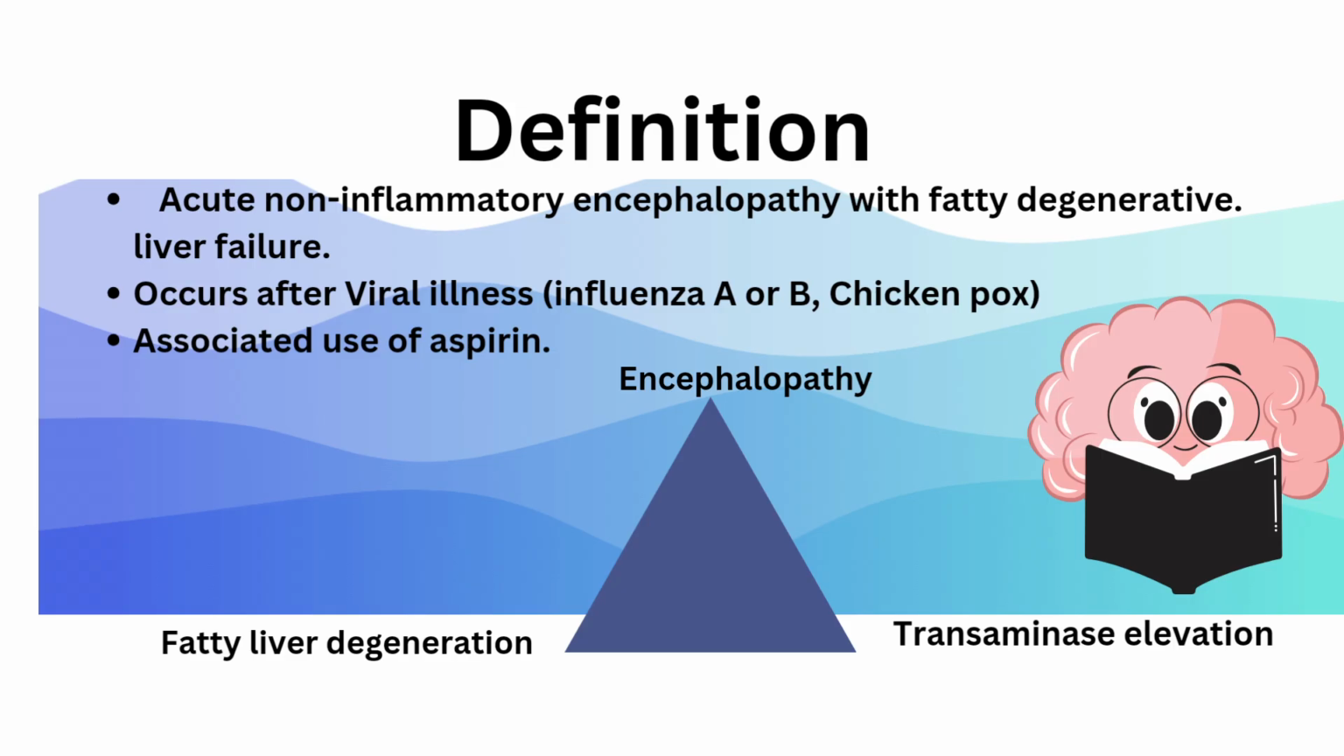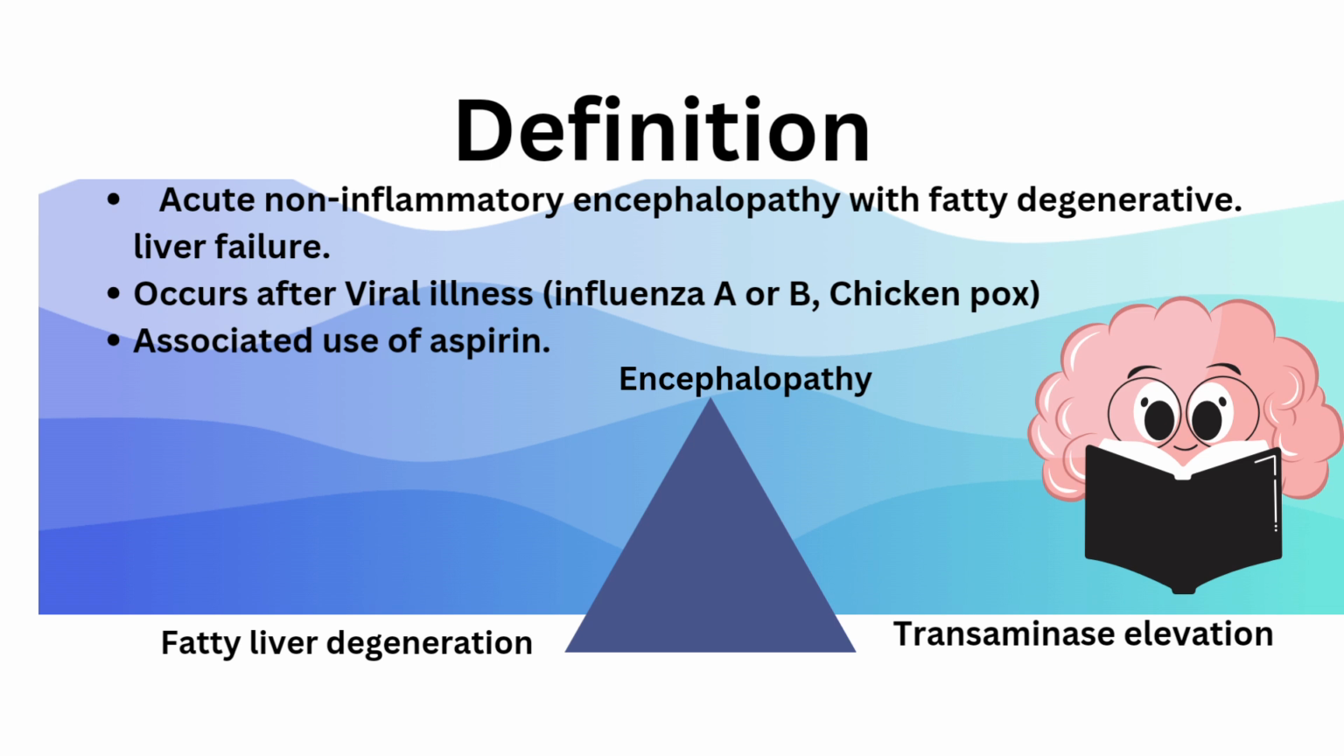Today, we're going to be talking about Reye Syndrome. So Reye Syndrome is very rare, but it is potentially fatal. It is defined as an acute non-inflammatory encephalopathy with fatty degenerative liver failure. So from that definition alone, you can deduce that Reye syndrome affects the brain and the liver. It causes brain dysfunction and liver dysfunction.